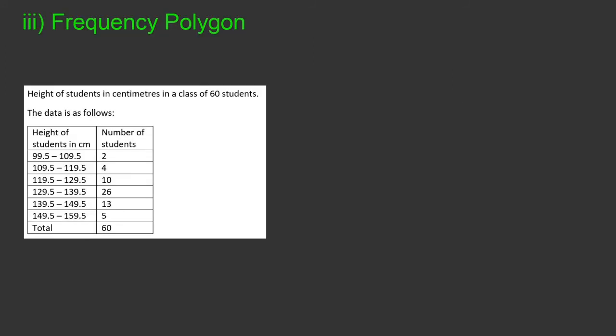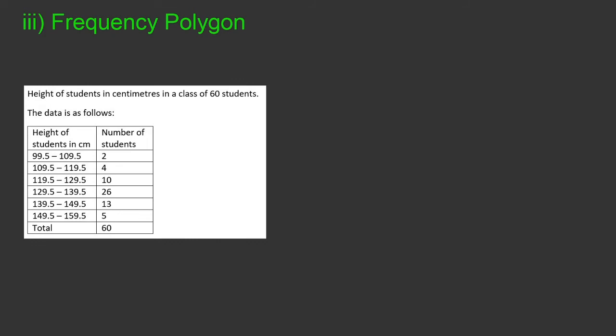Now we are going to the last part of this video, that is frequency polygon. A frequency polygon is another graphical way of representing data as polygons. It is simply made by joining the midpoints of the upper sides of the adjacent rectangles of the histogram by means of line segments. To understand this simply, consider again the problem of height of students in centimeters in a class of 60 students. The data is given here.